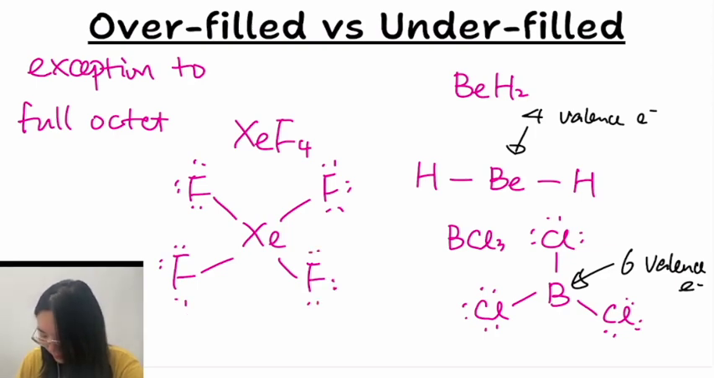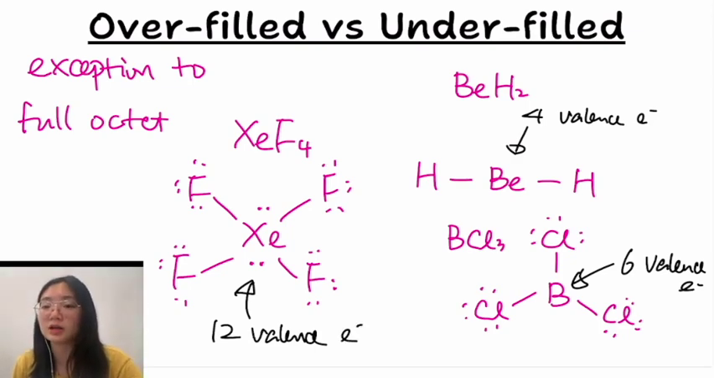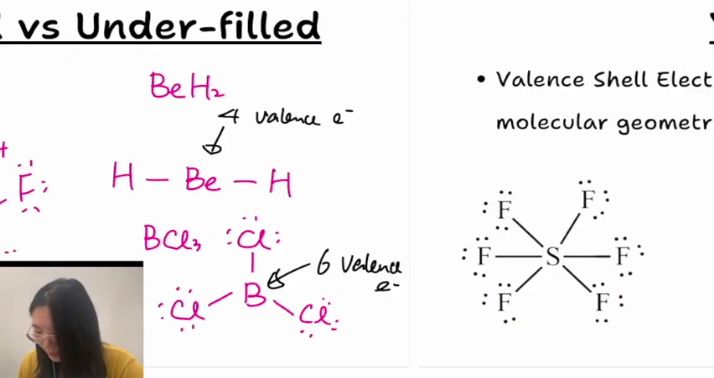Okay, and since xenon has 8 valence electrons, now it has four electrons left. So these 4 electrons will be the lone pair electrons of the xenon. So in total, xenon has 1, 2, 3, 4, 5, 6, 7, 8, 9, 10, 11, 12. So xenon will have 12 valence electrons. Even though this is way more than 8, this is still considered the octet state or very stable state. Another example will be something like PCl5, phosphorus pentachloride, and so on.